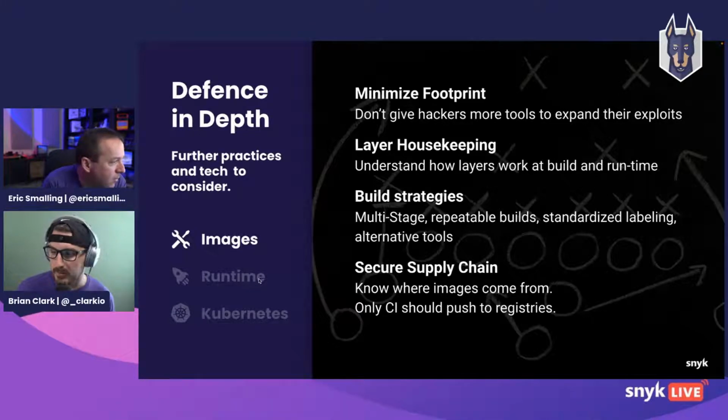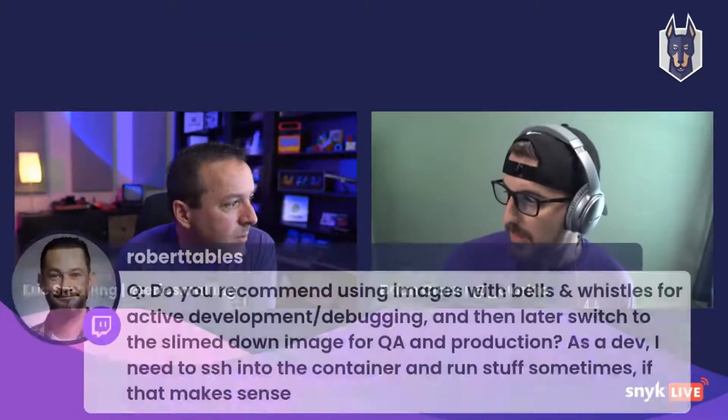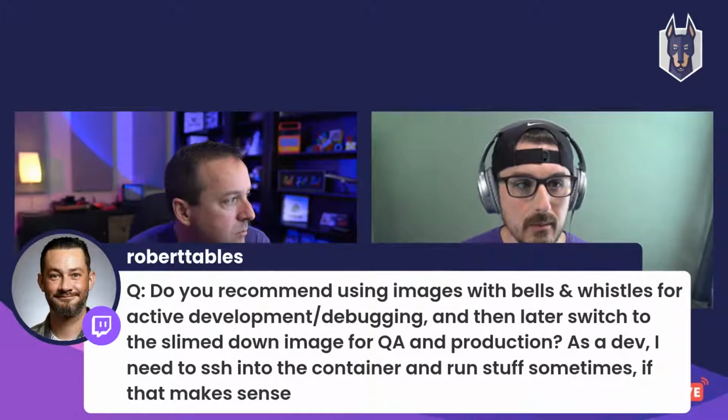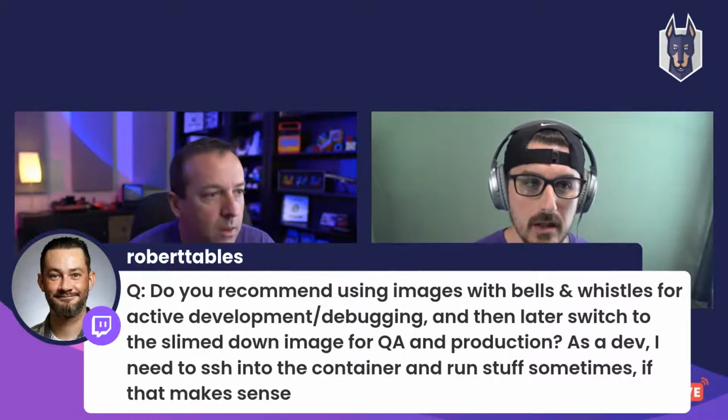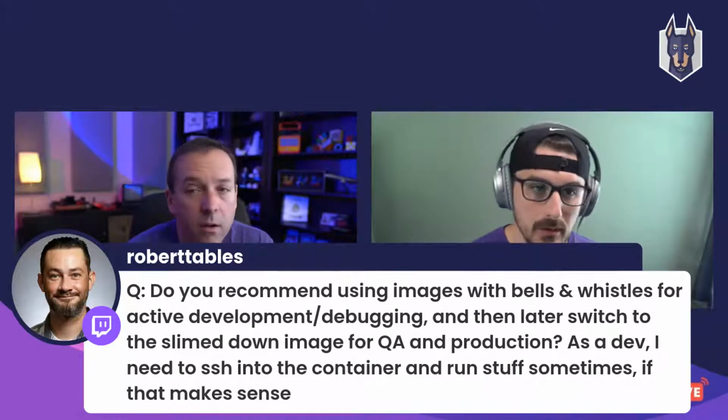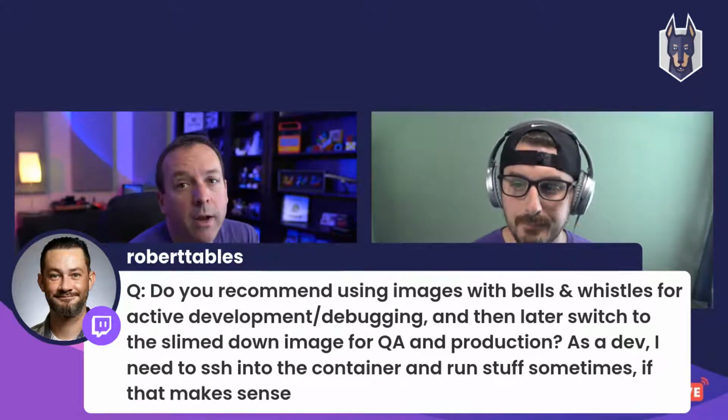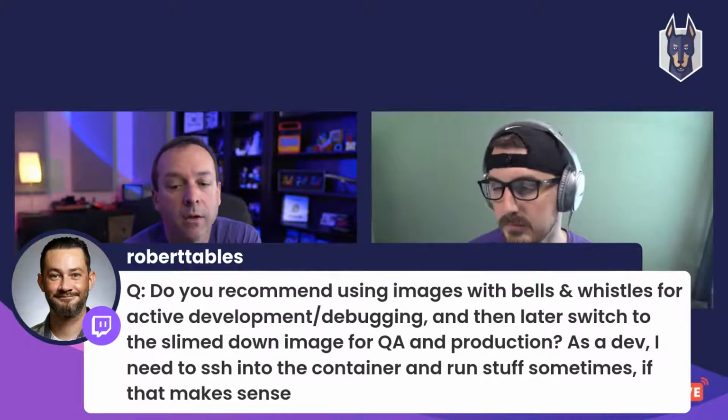Hey, Eric, question for you from the chat. Robert Tables asks, do you recommend using images with bells and whistles for active development and debugging, and then later switch to the slimmed down image for QA and production? I'm totally cool with that. I absolutely love that. And the danger there is that you'll check in that version. So you just got to make sure you practice good housekeeping around that.